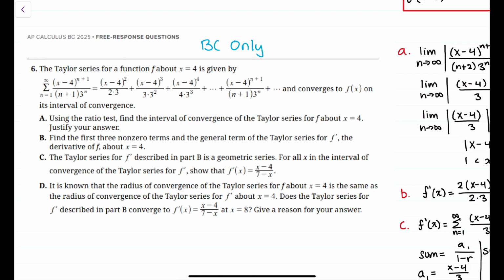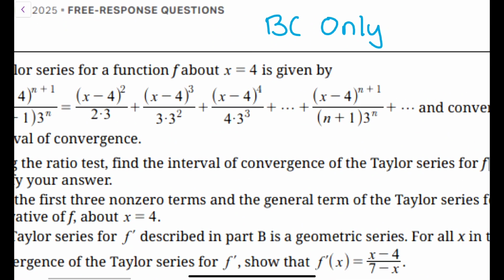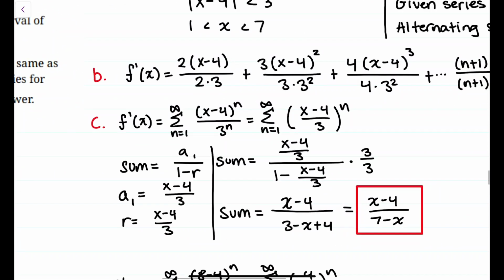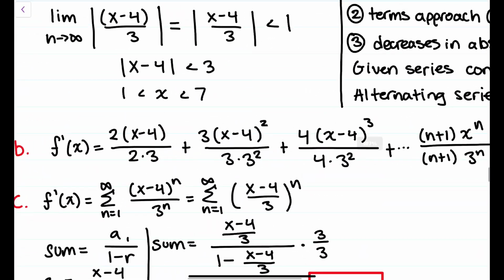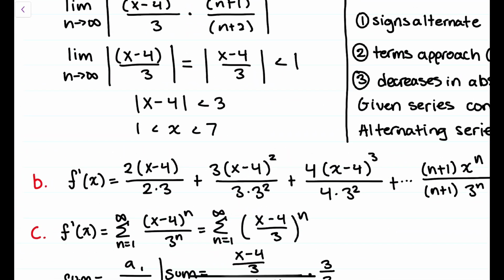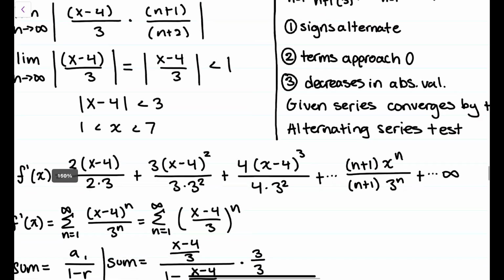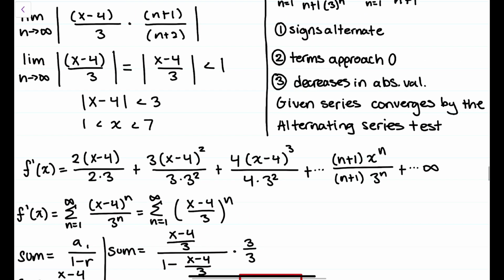For part B, we have to find the first three non-zero terms and the general term of f prime about x equals 4. So we just take the derivative of these first three terms and then the derivative of the general term. I didn't really simplify it. I just used the power rule and then left everything else. So that's what f prime is. And then the general term can simplify to x to the n over 3 to the n.